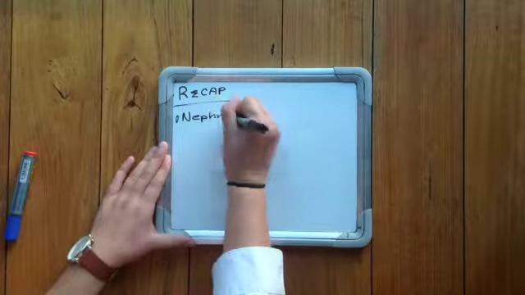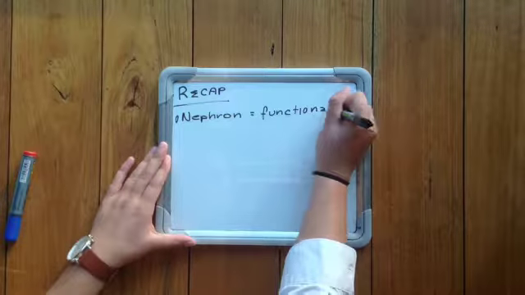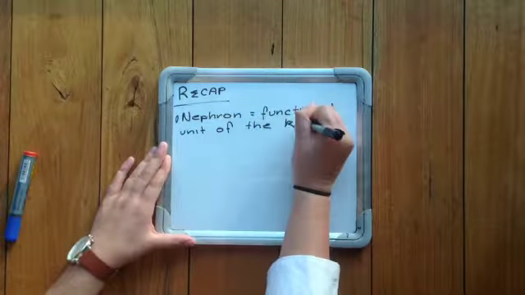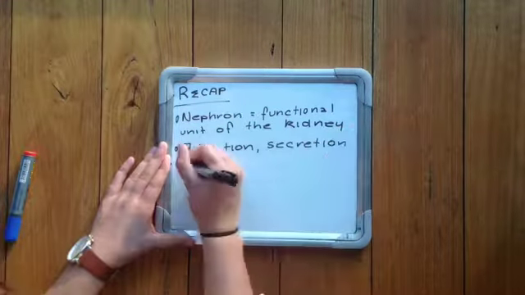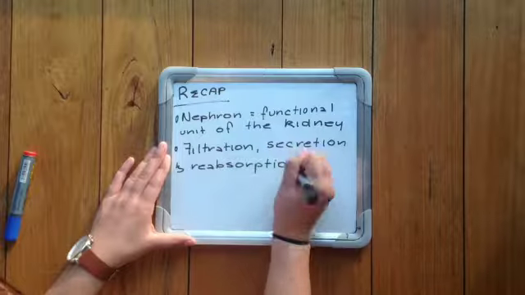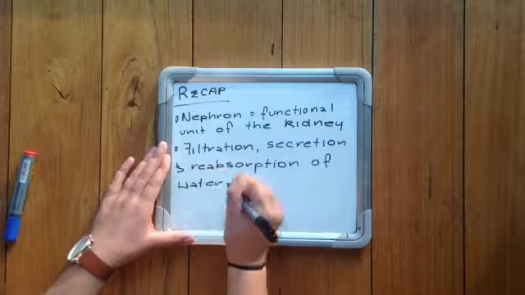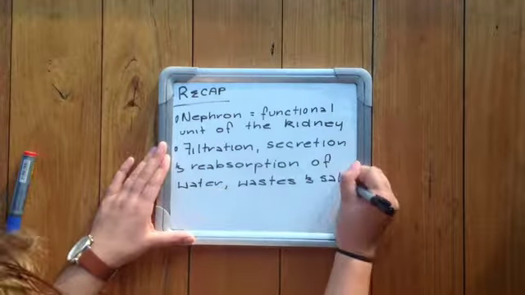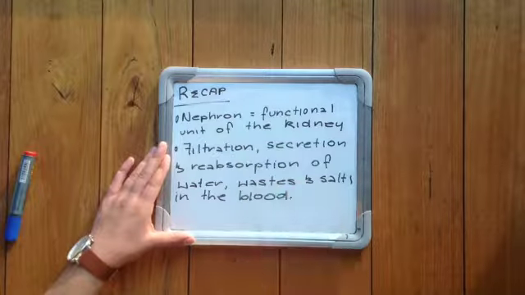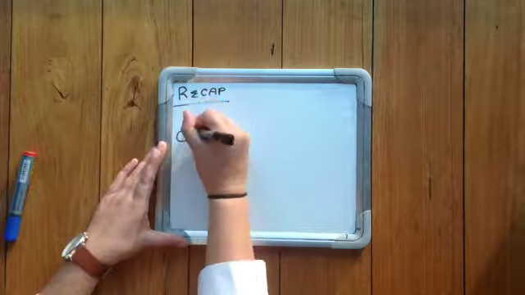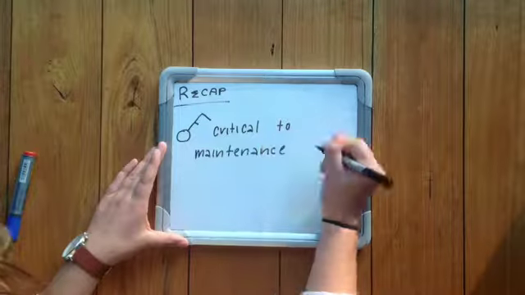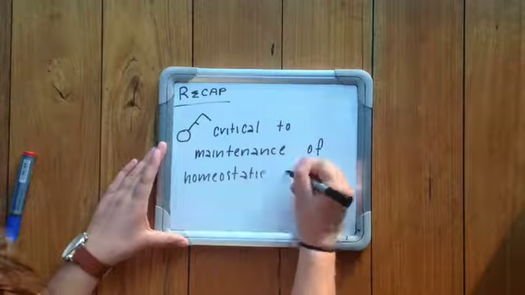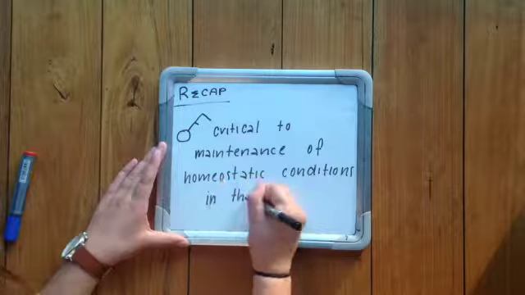To recap, the nephron is the functional unit of the kidney. It filters, secretes, and reabsorbs nutrients, water, wastes, and salt from the blood. The nephron plays a critical role in the maintenance of homeostatic conditions in our body. It separates water, ions, and small molecules from the blood, filters out wastes and toxins, and returns needed molecules to the blood. The active and passive processes undertaken in the kidney maintain homeostatic balance of blood pressure, blood composition, and removal of wastes.